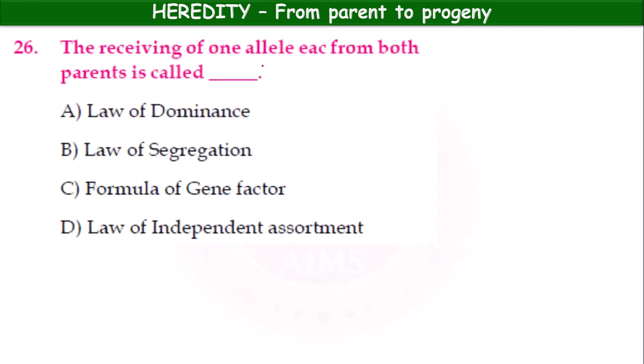The recessive of one allele, okay, from both the parents is called law of dominance, law of segregation, formula of gene factor, law of independent assortment. It is the law of segregation. Receiving of one allele character from both parents, okay, it is called law of segregation.